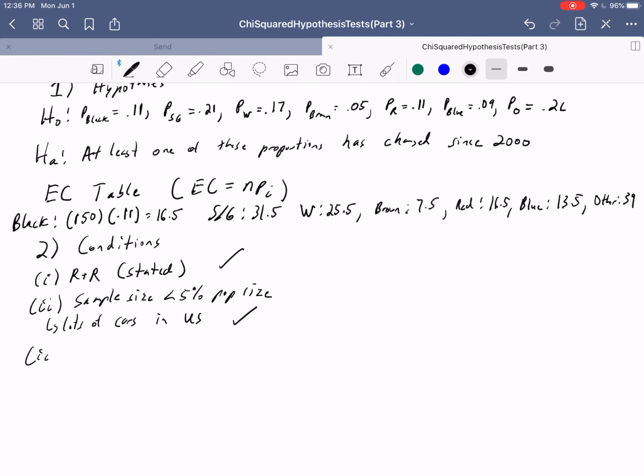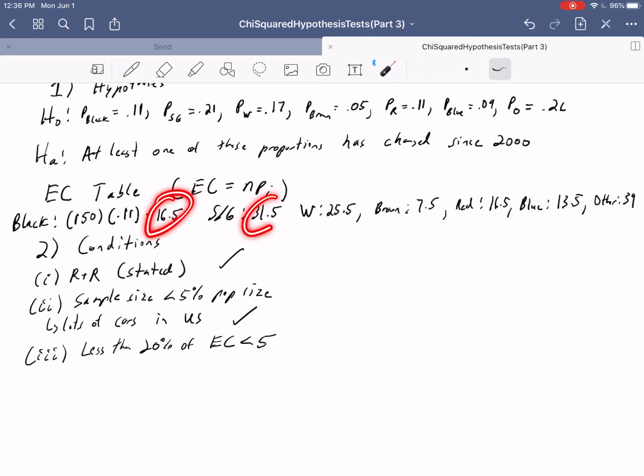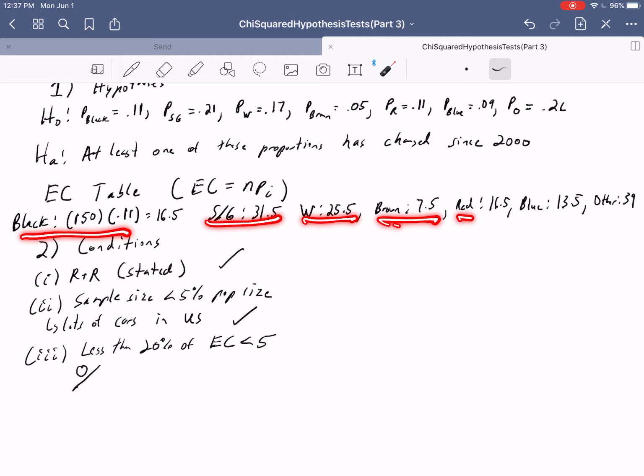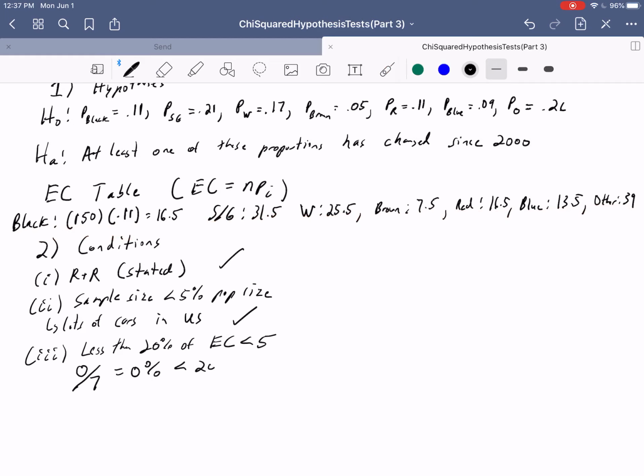And then finally, our third one is less than 20% of the expected counts coming in smaller than 5. So let's see. We had 16.5, 31.5, 21, 25.5, 7.5, 16.5, 13.5, and 39. None of those came in less than 5. So we had 0 out of, I guess we did 1, 2, 3, 4, 5, 6, 7 different expected counts. So 0 out of 7 is 0%, which is definitely less than 20%.